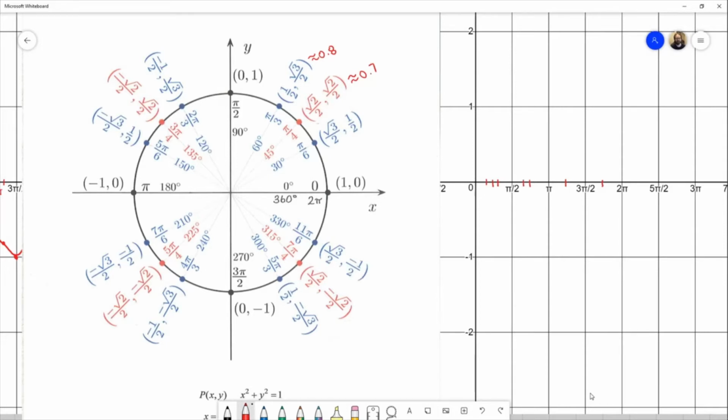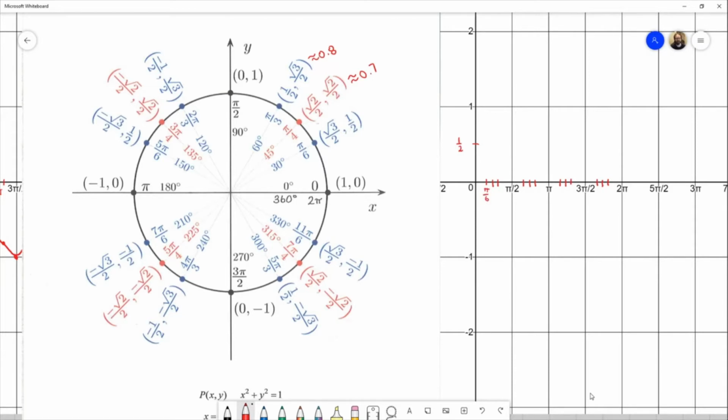4 pi over 6, which is 2 pi over 3, 5 pi over 6, and so on and so forth. So all of our input values are going to be the same angles here. And the output values, we have positive 1/2. Maybe I'll label my pi over 6s this time.